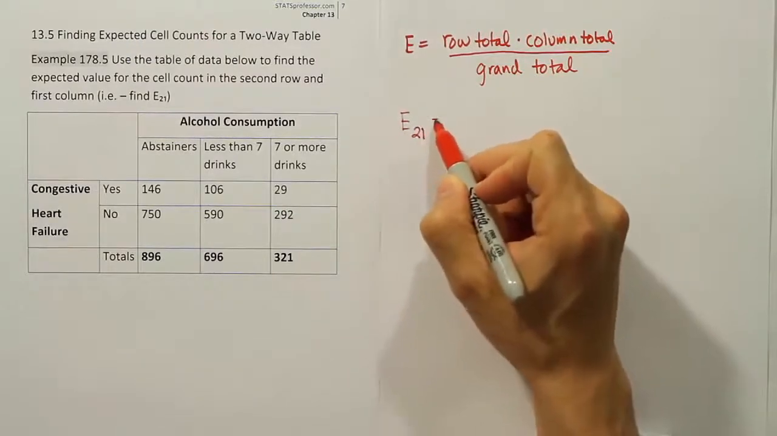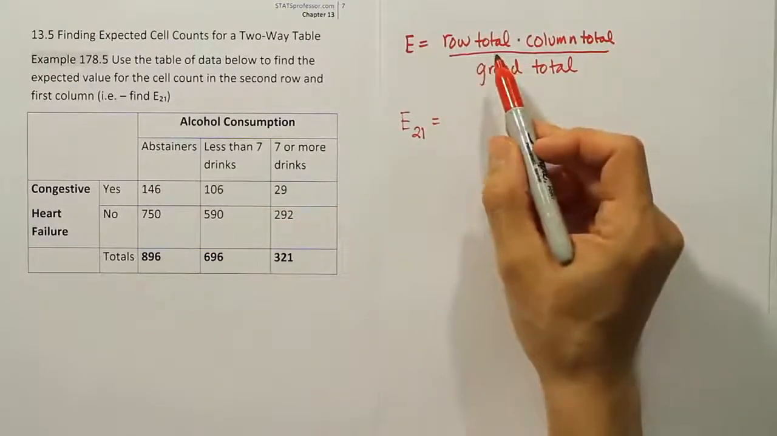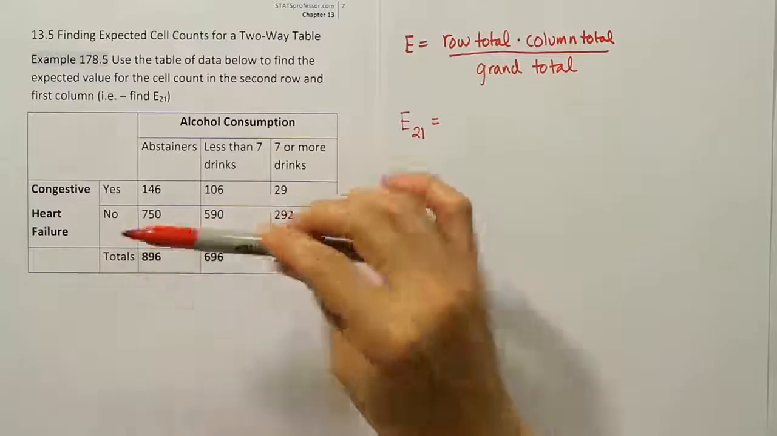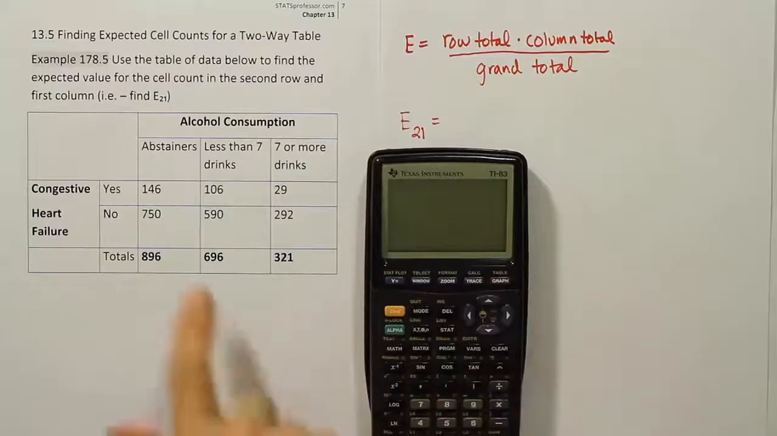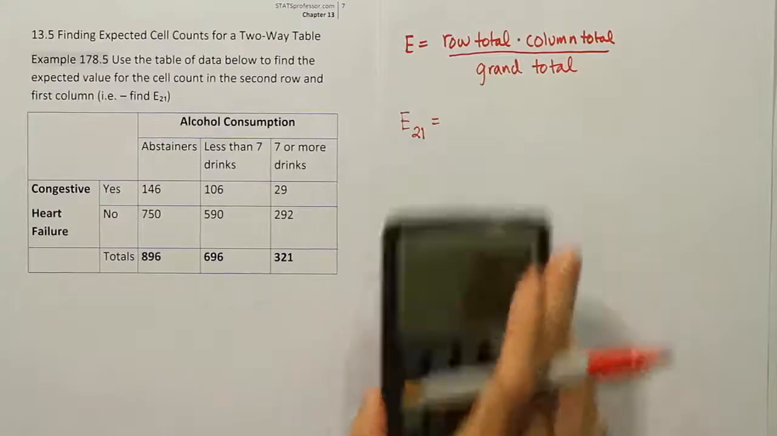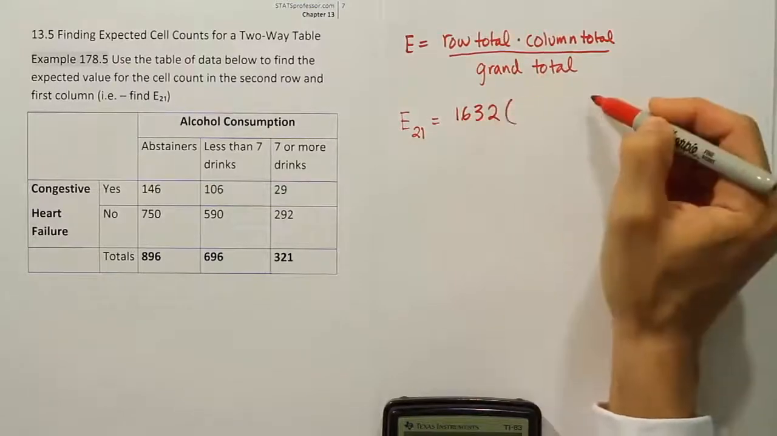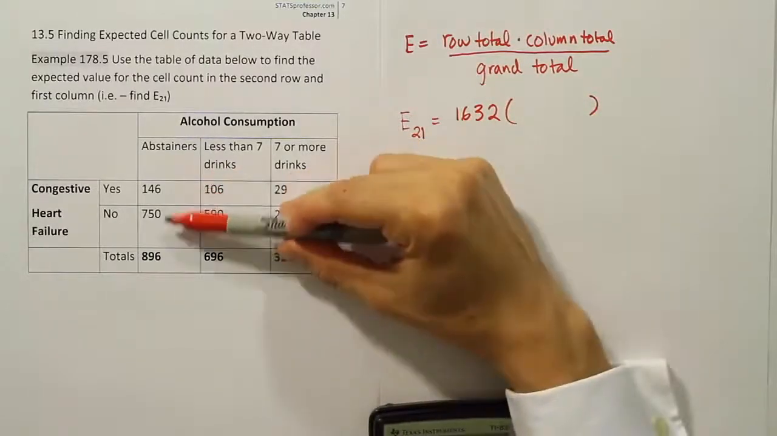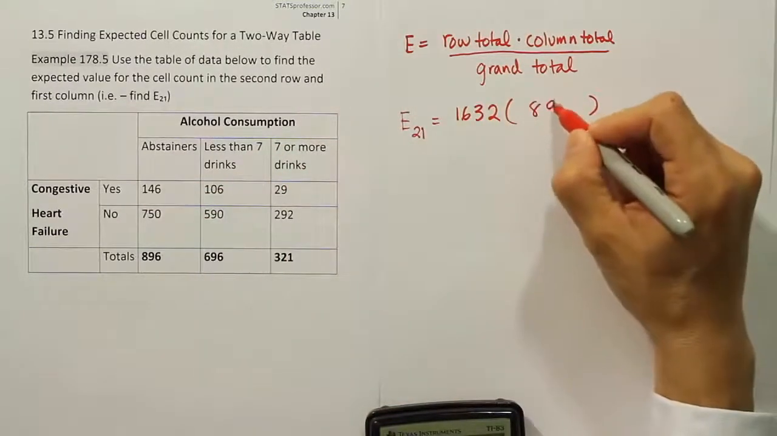The expected value for the 2, 1 cell that's in the second row, first column. So the row total is going to be this row's total, and we don't have that total, so let's come up with it ourselves. What we're going to do is simply add up all the numbers in that row where the 750 lies. So we're going to say 750 plus 590 plus 292. And when we're done, we get 1,632. So the row total is 1,632. Now the column total is going to be the total for the column that 750 lies in, and that column is 896. So 896.